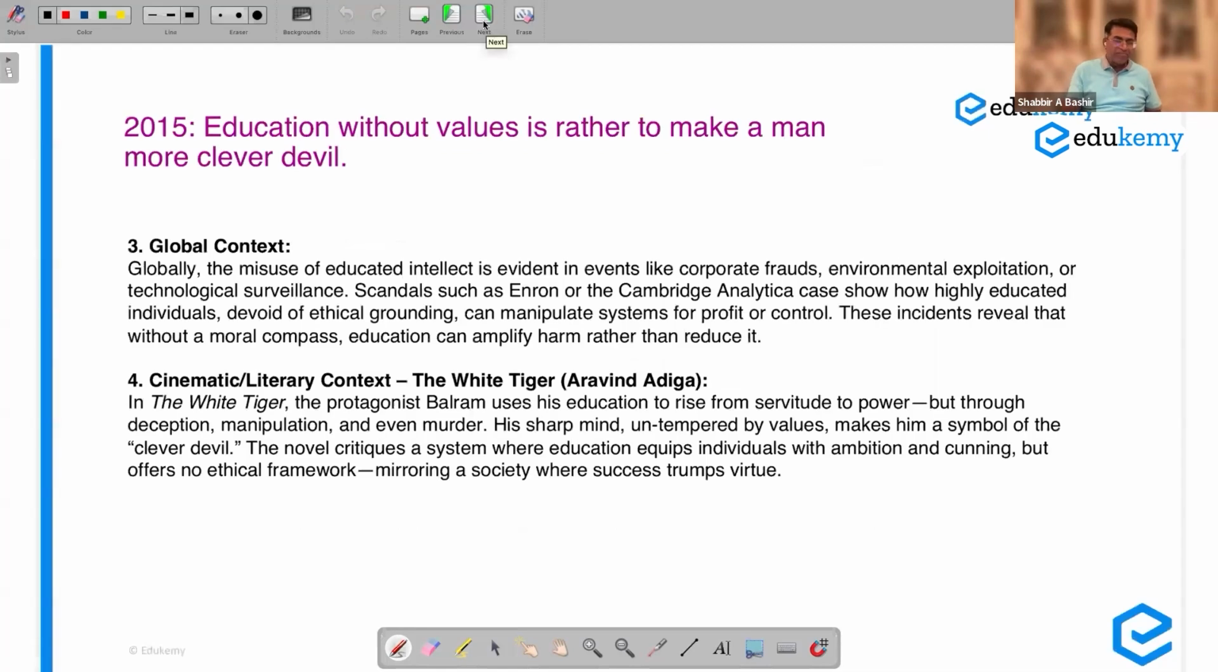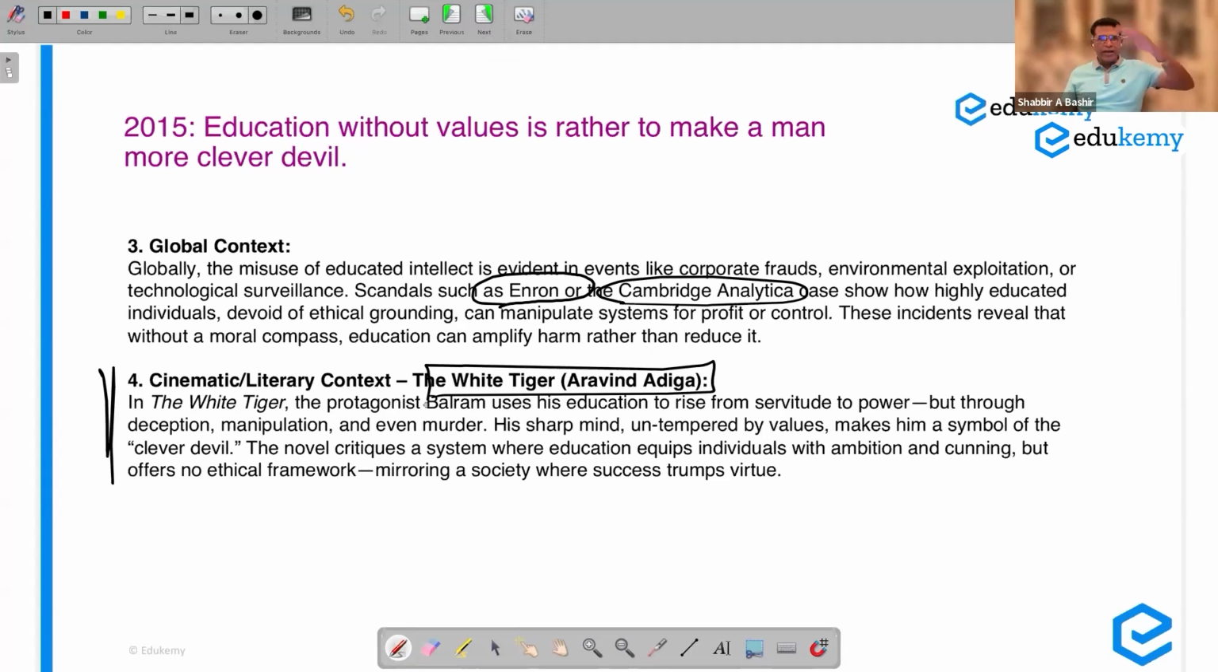And then in the global context, we know about some frauds by big companies like Enron or Cambridge Analytica, where brilliant minds worked, but without ethics. And this time I have used the example of a book, The White Tiger by Aravind Adiga. In this book, a man rises with education, but ultimately he becomes a clever devil. Education makes him ambitious, but without an ethical framework.